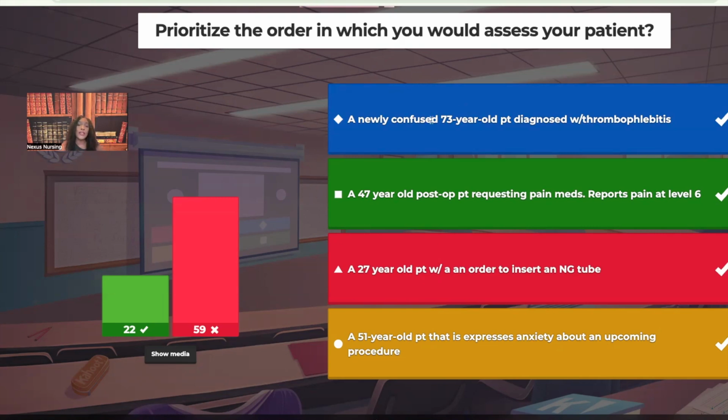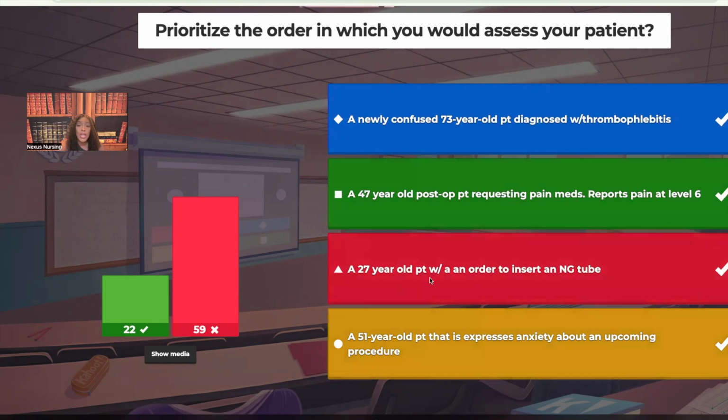Next, a 47-year-old patient post-op requesting pain meds, pain at a level of 6. Why is this our next patient? Because something's wrong. They just came from surgery. You come from surgery, you're going to be in pain. They're asking for pain meds. They have pain level 6. Something's wrong because the other 2 patients, there's nothing actively wrong with them.